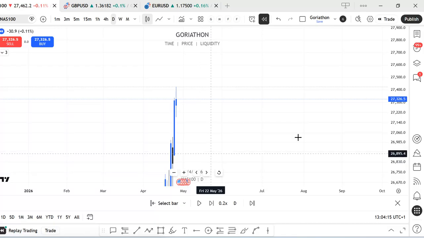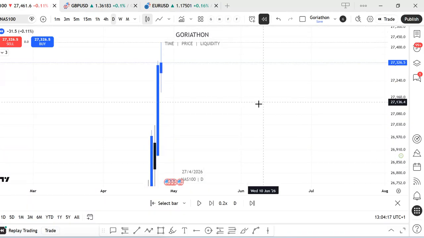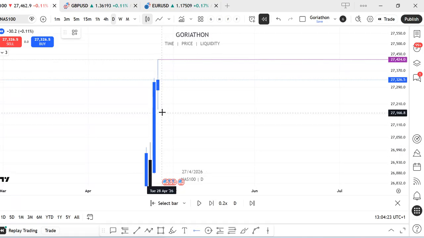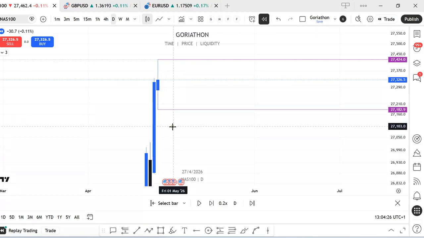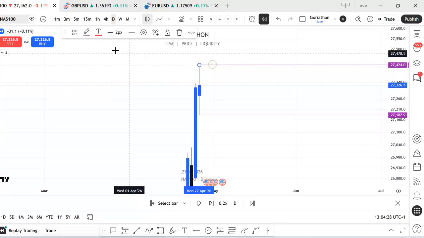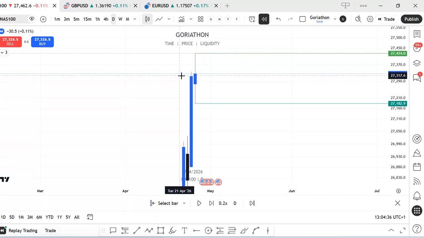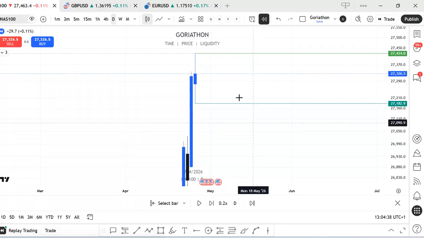Remove drawings again. Fine. Okay, you mark the previous day high, low. Fine. Okay. Now the next day can be a bullish day because mostly it's bullish, right?